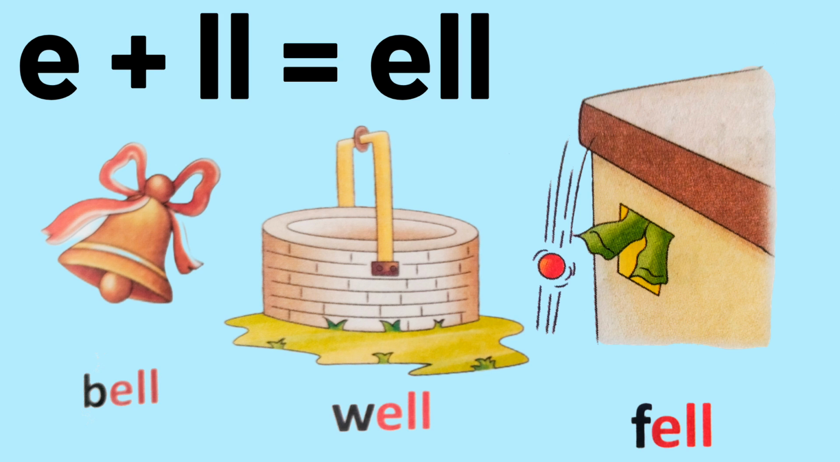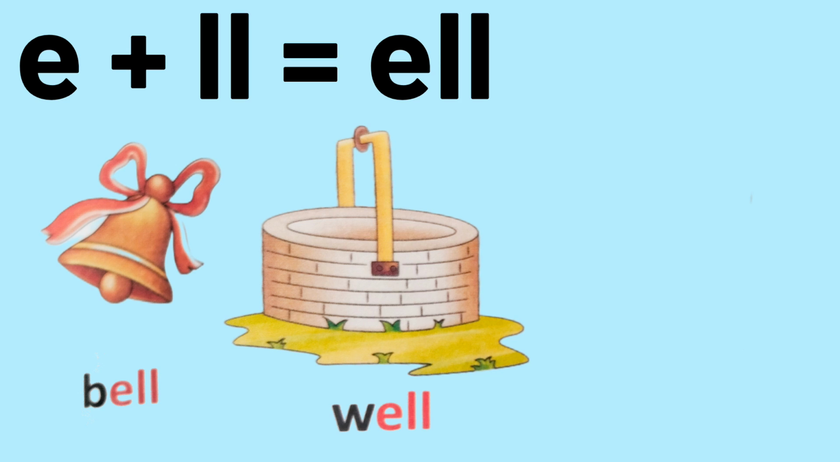In the third example, you can see that it is F-E-double-L. So F sounds like F, and E double L sounds like EL. So when we pronounce them together, it gives us fell.